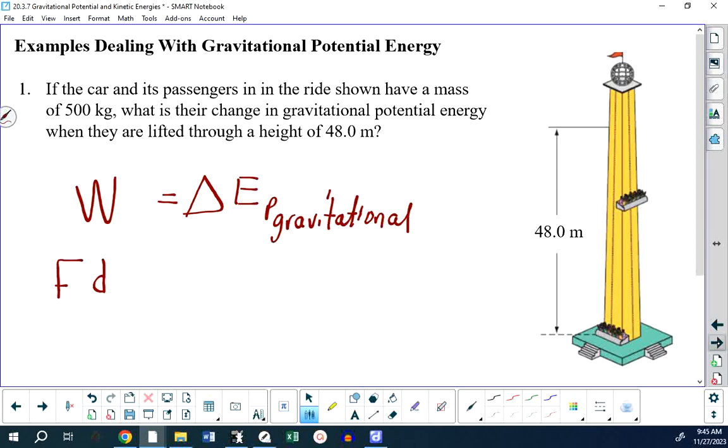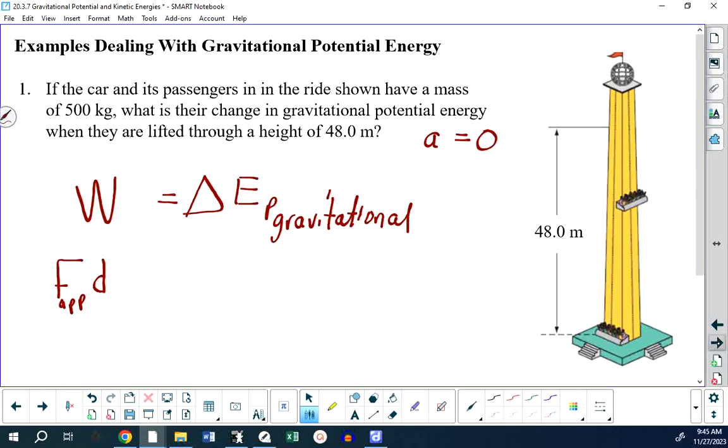Are you with me? Okay. But what's the force? Well, it's the applied force. But if you're talking about working against gravity, then that force is the gravitational force. And what we have to assume here is that they are moving with zero acceleration. They're not accelerating.